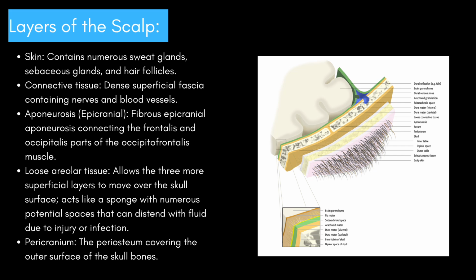Loose areolar tissue. Allows the three more superficial layers to move over the skull surface. Acts like a sponge with numerous potential spaces that can distend with fluid due to injury or infection. Pericranium, the periosteum covering the outer surface of the skull bones.